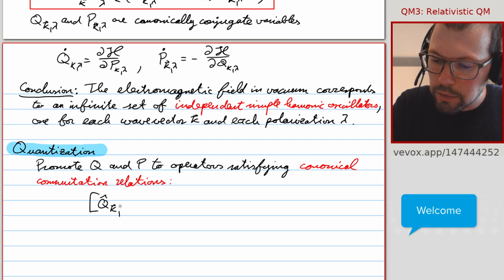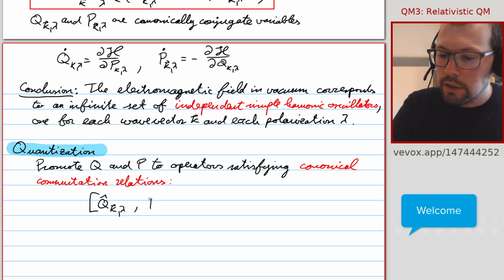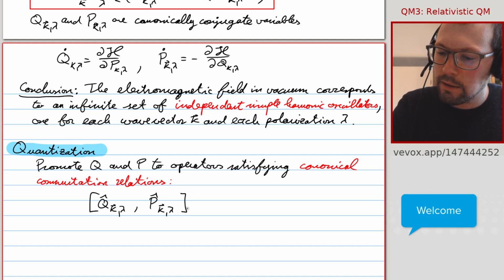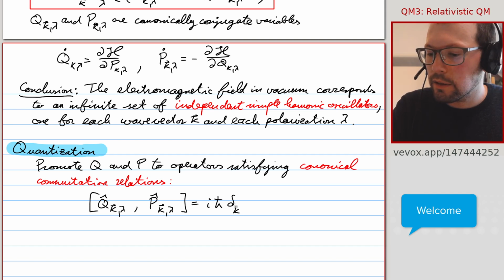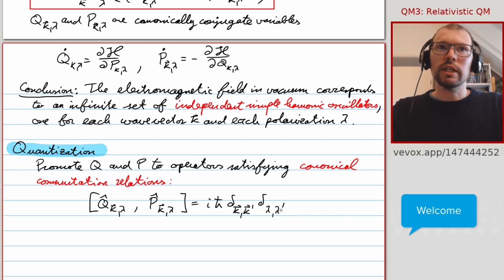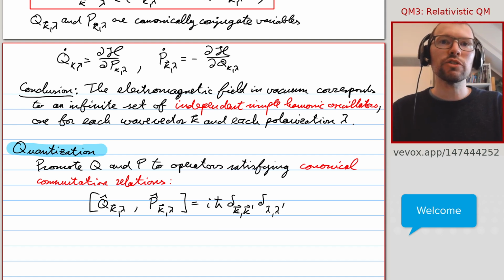So for each wave vector and polarization, we'll have one operator Q and an operator P, and they should satisfy that they commute unless they refer to the same mode, and then we should get this i h bar. And of course, the other commutation relations should vanish.